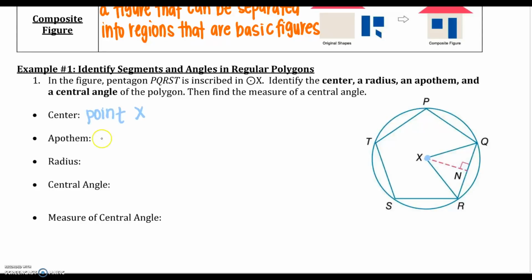My apothem, remember, is that perpendicular segment from the center to the side. So XN would be my apothem. My radius is really the radius of that circle, so I could say XR or XQ.